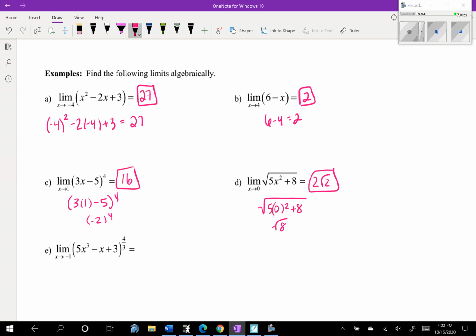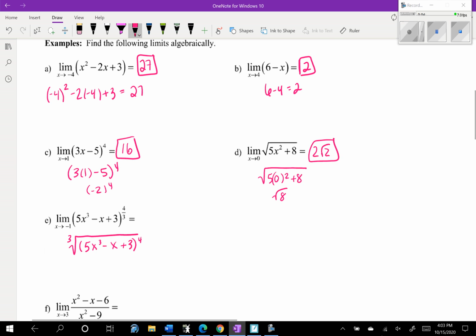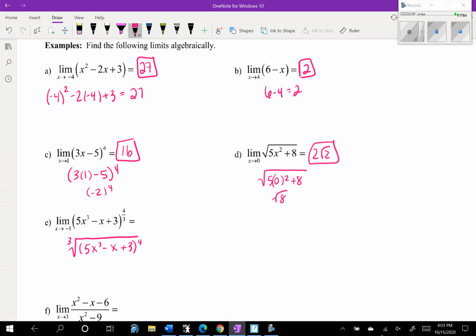Looking at the next one, again, you have to be careful of fractional exponents because remember, fractional exponents are really radicals. So this is the cube root of (5x cubed minus 4 minus x, plus 3) all to the 4th power. This is a cube root, and remember that with cube roots, we are allowed to have negatives underneath the radical. We only have to worry about even roots. So since this is not an even root, the domain of this function would be all real numbers.